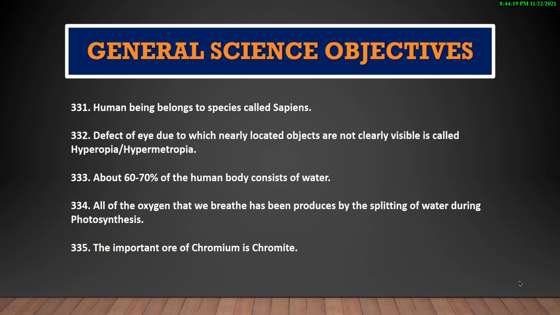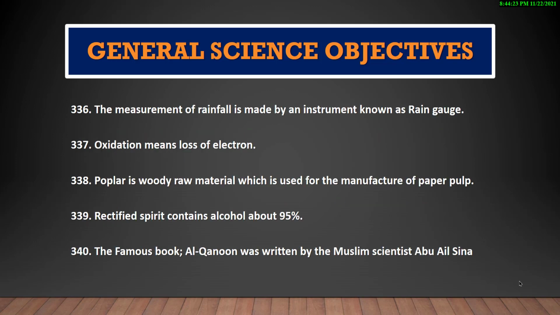The important ore of chromium is chromite. The measurement of rainfall is made by an instrument known as rain gauge. Oxidation means loss of electrons. Poplar is a woody raw material which is used for the manufacture of paper pulp. Rectified spirit contains alcohol about 95%.